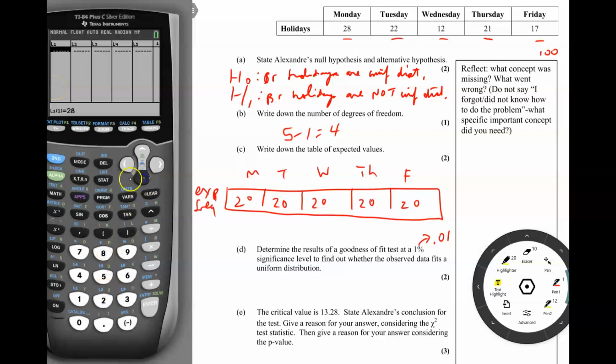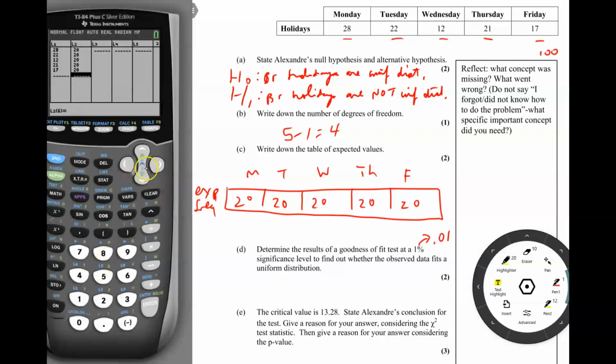So here we're going to put 28, 22, 22, 22, 12, 21, 17. Okay, and then in the next column we're going to put the expected values, which are 20, 20, 20, 20, 20, 20, 20, 20, 20. Check my data, see if I put it in okay.